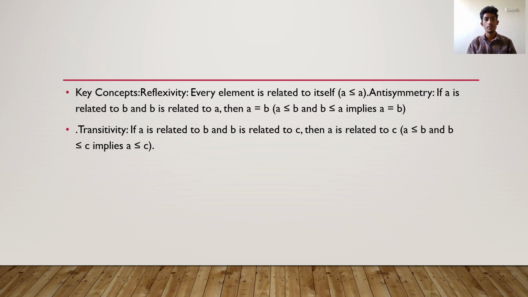Transitivity: if A is related to B and B is related to C, then A is related to C. That is, A less than or equal to B and B less than or equal to C implies A less than or equal to C.